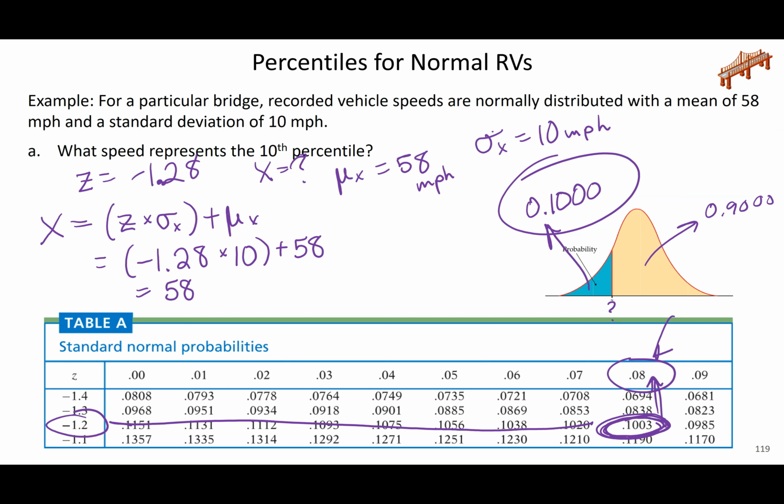So I'm going to get something like 58 minus 12.8. It's going to be lower than 58 because it's under the average there. About 45.2 miles per hour. Remember, I'm still working in speeds, so my units are still miles per hour. So what this is saying is a vehicle going 45.2 miles per hour has only 10% of cars going slower than it on that bridge. So it's in the 10th percentile.